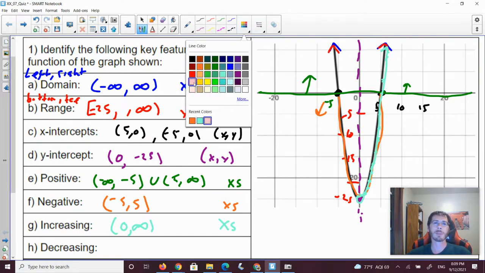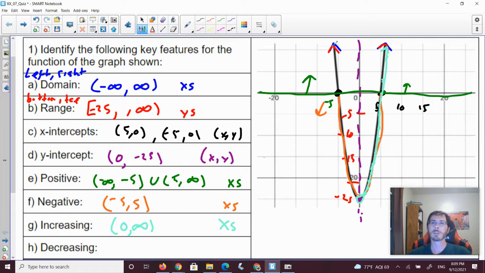Decreasing would be the opposite. Let's see if this pink shows up. Okay, so we're decreasing on the other half of the parabola, right? We keep going down on this side. So we keep going down from negative infinity all the way to 0. And again, those are x coordinates.